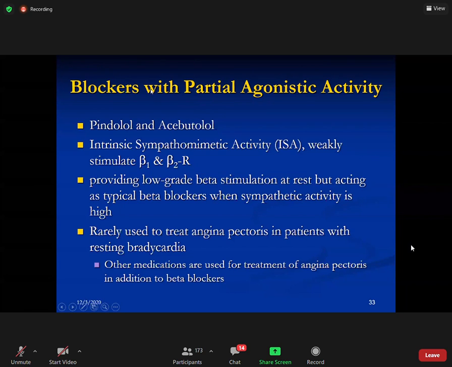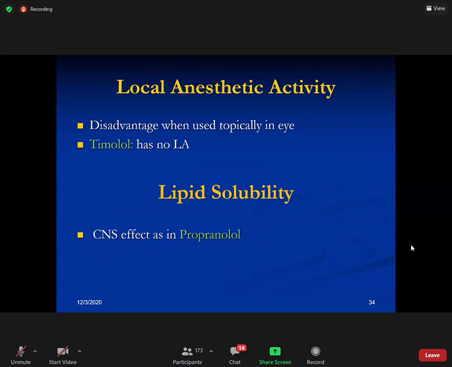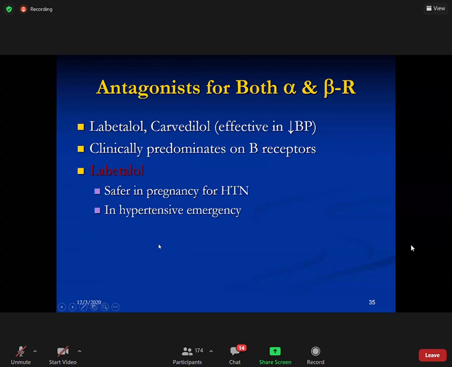bradycardia. What I know on my own is that other medications are used for treatment of angina in addition to beta blockers. Just at least remember that certain medications might be used in angina if they have bradycardia because of their intrinsic agonistic effect. Local anesthetic is a disadvantage when you use it topically in the eye. Timolol has no local anesthetic effect, so you can use it as an eye drop. CNS effect as in propranolol.